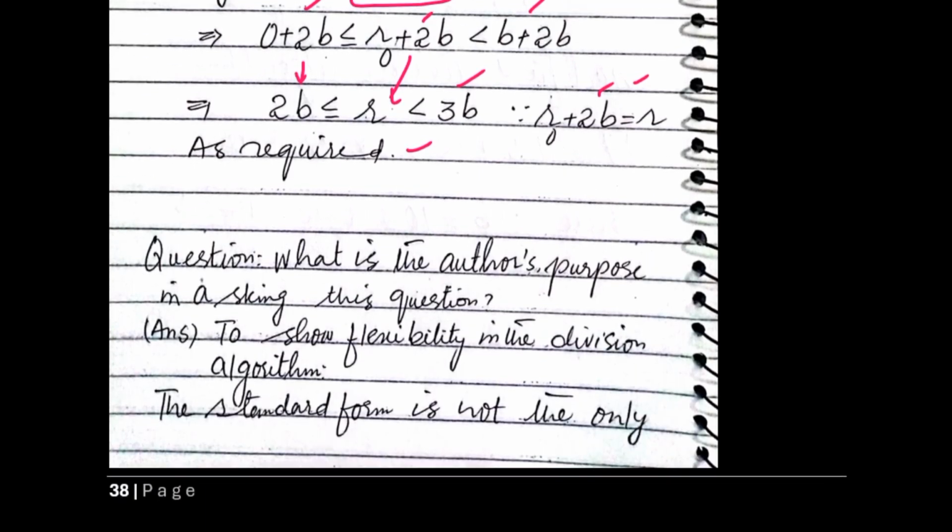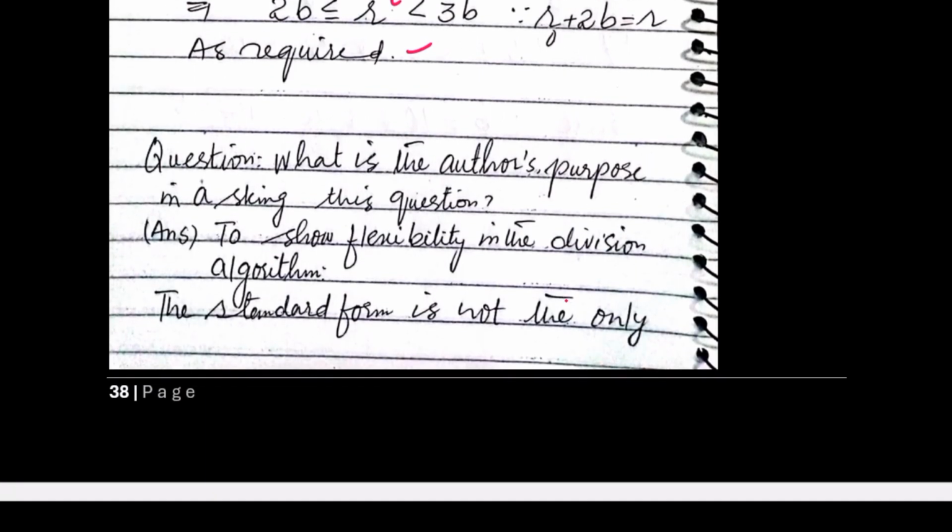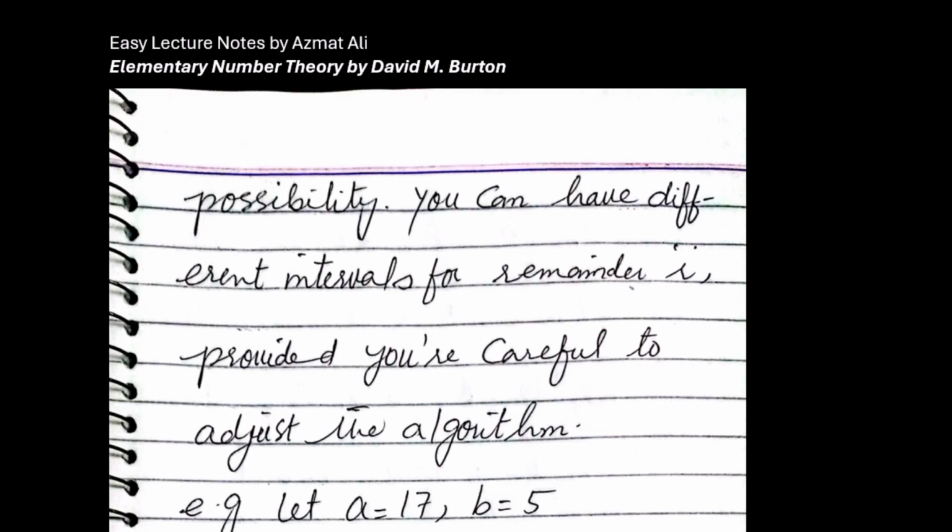Further you can see here what the author's purpose is in asking this question: to show flexibility in the division algorithm. The standard form is not the only possibility. You can have different intervals for the remainder r, provided you are careful to adjust the algorithm.